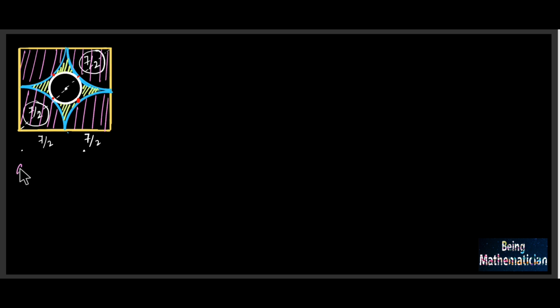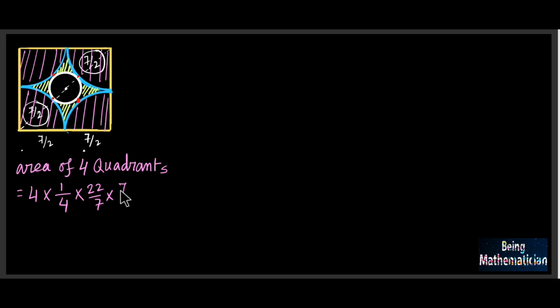And it is the area of 4 quadrants, which is equal to 4 into 1 by 4 into 22 by 7. Pi is 22 by 7, into 7 by 2 into 7 by 2. Now 4 cancels out, 7 cancels out, and 2 11s are 22, and it is 38.5 centimeter square.